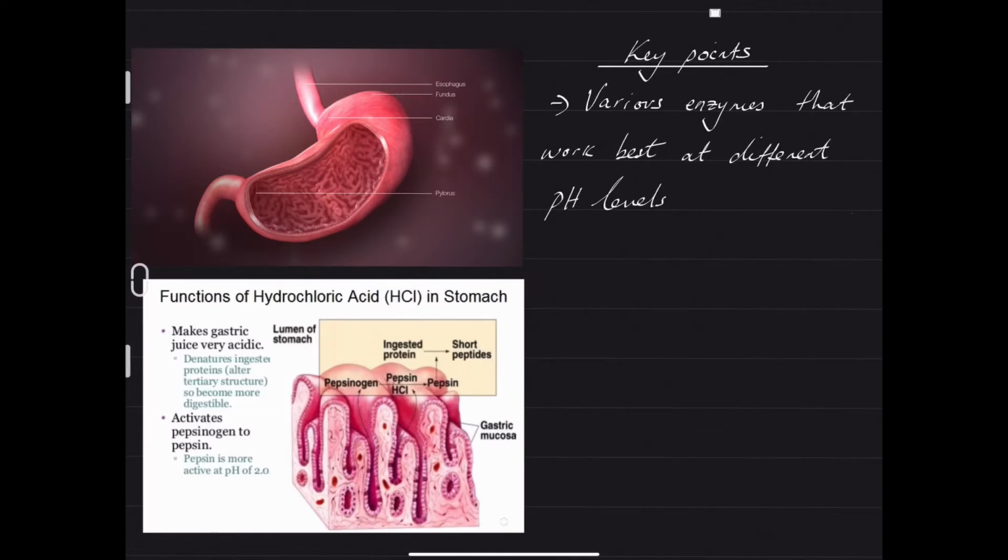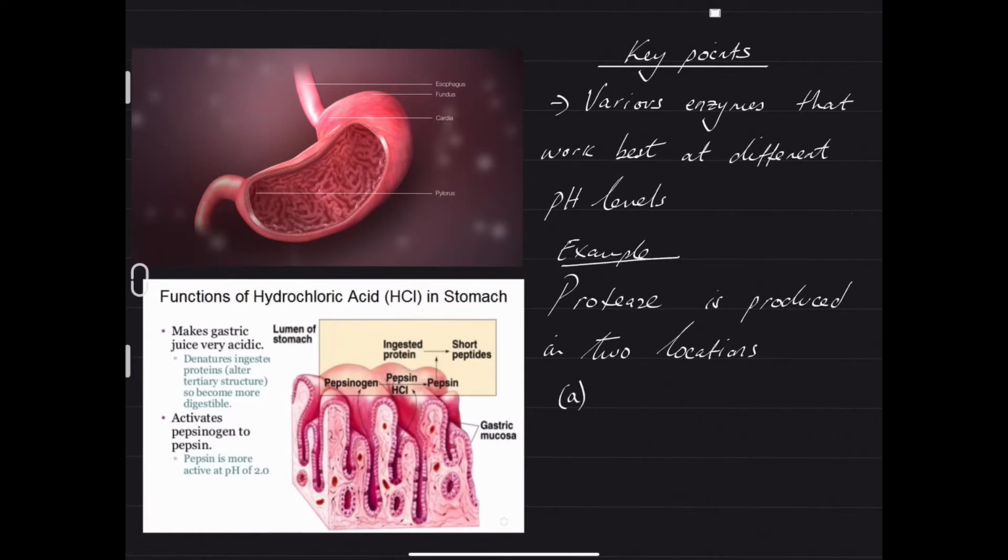so we'll give this as an example. Okay, example, protease can be produced in two locations. It can be produced in the stomach. So protease is produced in two locations. Okay, A, the stomach, and B, the pancreas.